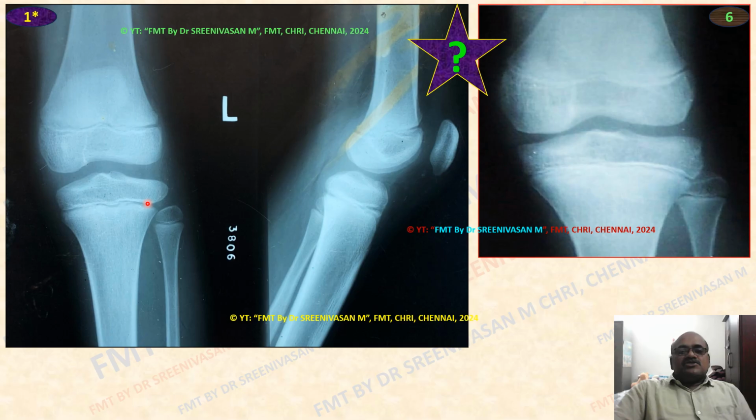So what is the age? Since the upper end of fibula is the last one to appear, age is above 4 years. Since all the fusion occurs between 18 to 19 years, age is less than 19 years, right? So above 4 years but below 19 years should be the age here. Here you can see the upper end of fibula appeared not fused.